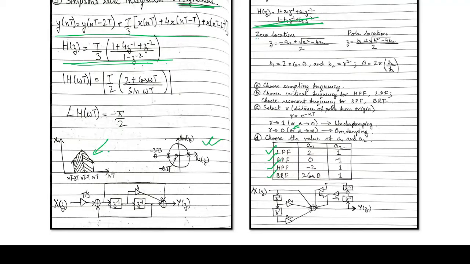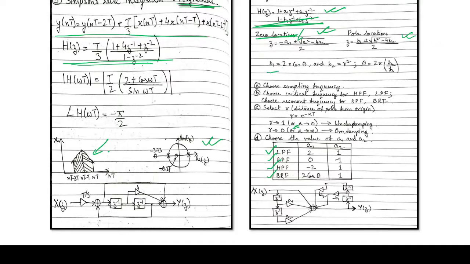The locations of the zeros would be at minus a1 plus minus under root of a1 square minus 4 a2, divided by 2. Pole locations are b1 plus minus under root of b1 square minus 4 b2, divided by 2. As simple as that. You can remember it. It is the generalized function. Again, these are generalized things.